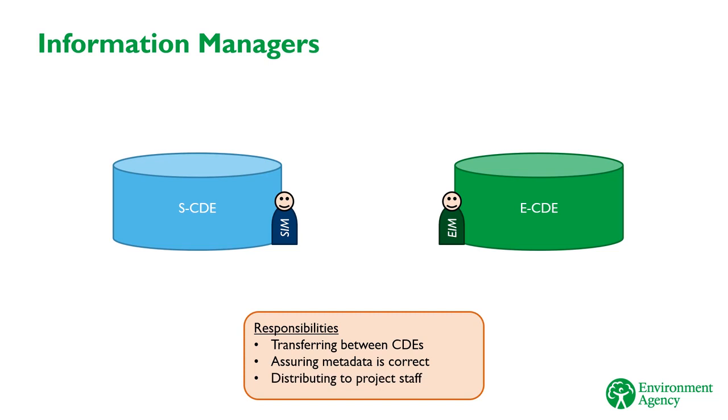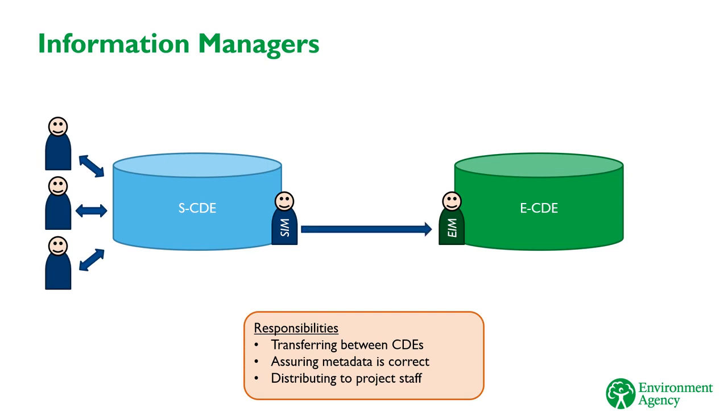Let's look at how this works for a typical file that a supplier will produce and issue to the EA. First, the supplier's team works on the file in the S-CDE. When the file is ready to be sent to the EA for review, the Supplier Information Manager transfers it to the E-CDE, making sure that it has correct metadata as set out in the IDP. Initially, it's sent only to the Employer Information Manager.